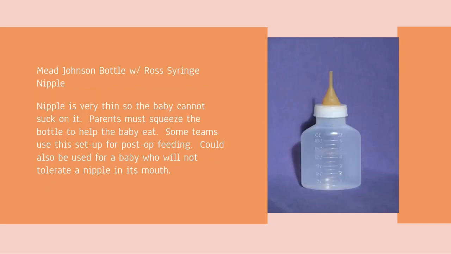Next is the Mead Johnson bottle with the Ross syringe nipple. This nipple is very thin so the baby cannot suck on it. Parents must squeeze the bottle to help the baby eat. Some teams use this setup for post-op feeding. It could also be used for a baby who will not tolerate a nipple in its mouth.